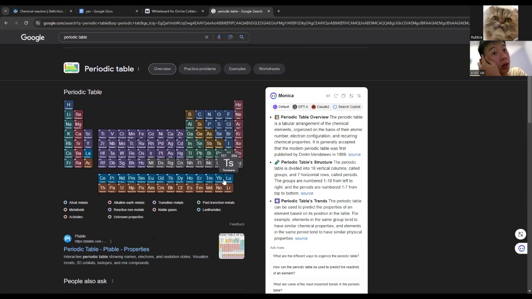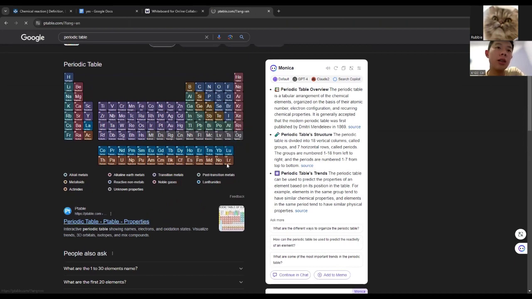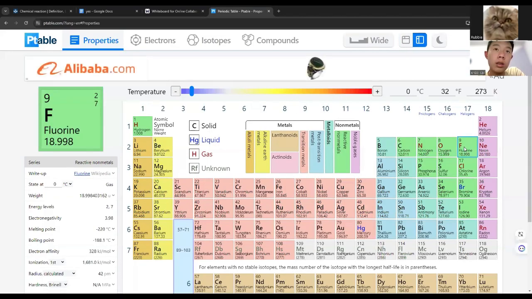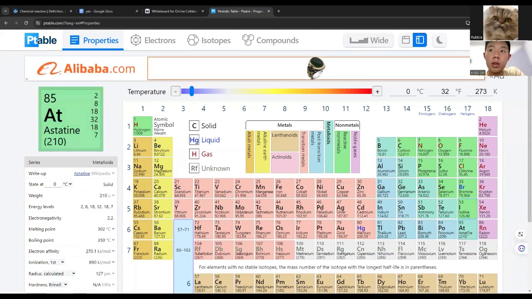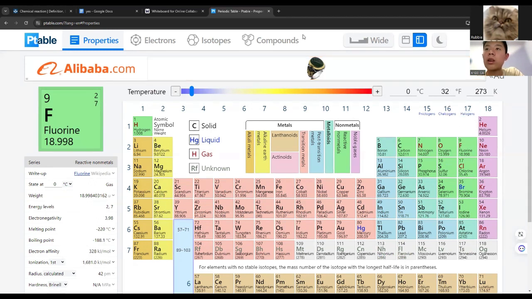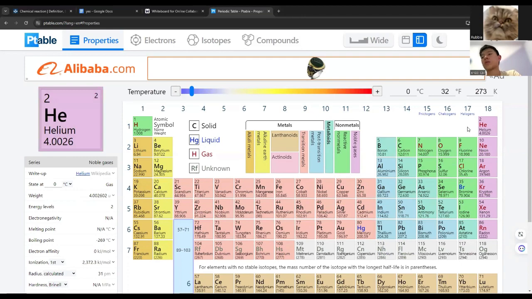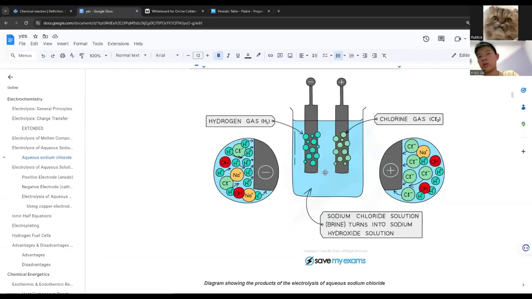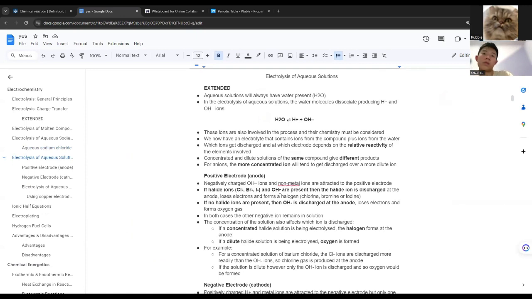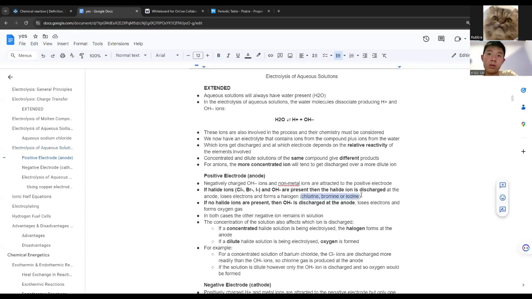In this row, chlorine, bromine, iodine. This row, halogens: 9, 17, 35, 53. Halogens are halide, by the way. Halide is just like a plural, not really plural, but yeah. If halide ions are present, then the halide ion is always discharged at the anode, losing electrons and forming a halogen. These three are most commonly found in experiments.